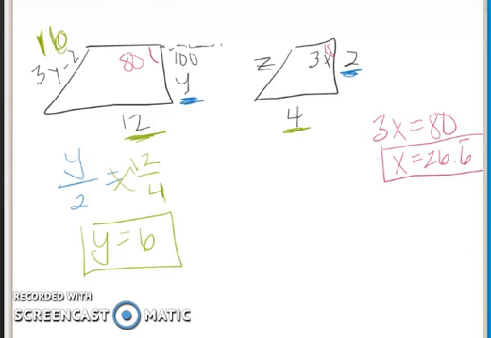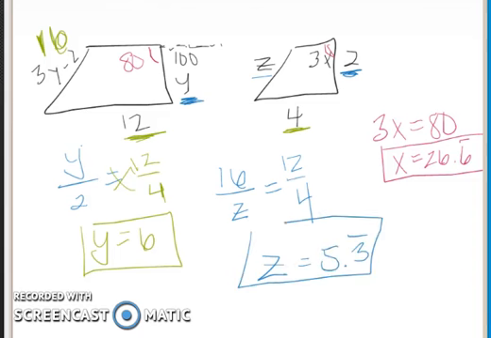Now I can solve for z. To solve for z, we have z corresponding to 16. So I'm going to put 16 over z equals 12 over 4. Again, 16 and 12 are on the same side. If we do this correctly, z is going to end up being 5.3 repeating. Alright, there's that one. Now number 7. I'm going to go ahead and clear that page.